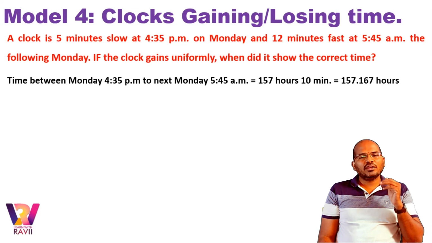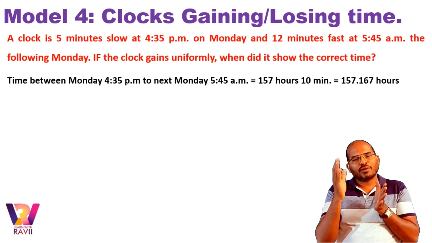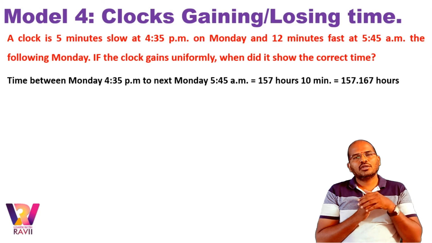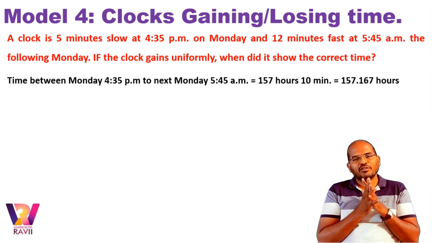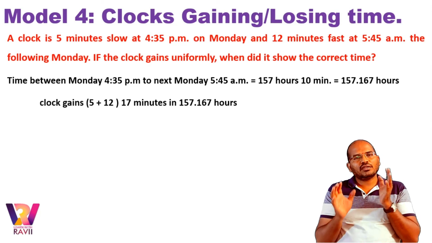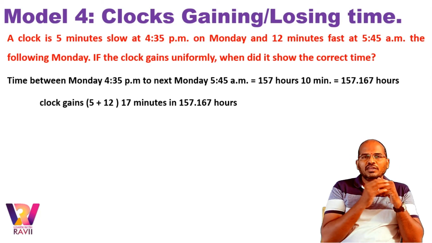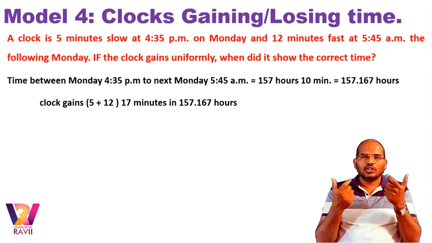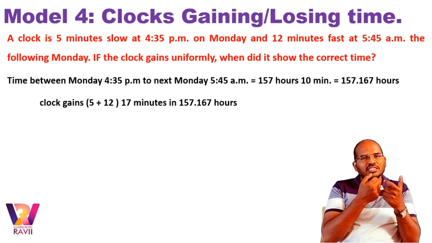So the time gap between Monday to Monday is how much? 4:35 p.m. to Monday 5:45 a.m. is 157 hours 10 minutes. Now if you convert that 10 minutes into hours, it is 157.167 hours. Now we observe that the clock is gaining 17 minutes. How did you get 17? Initially the clock was slow by 5 and the clock gained 12. So it has gained this 5 and this 12. So 5 and 12 is 17.